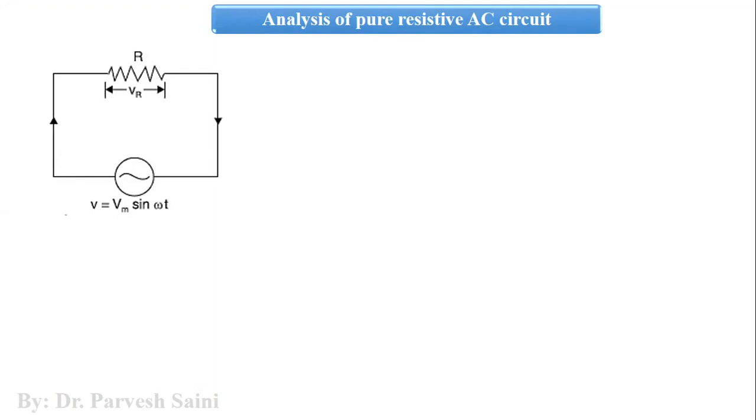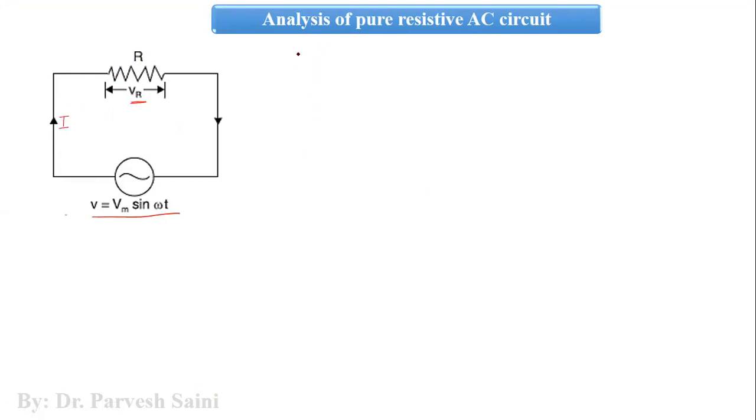Now, in this particular diagram, as you can see, you have a voltage source, which is an alternating voltage source, V is equal to Vm sine omega t. Now, this voltage source is connected across a pure resistor R, which has a certain voltage drop across it, which is VR. Now, the current through this resistor is, let us say, I.